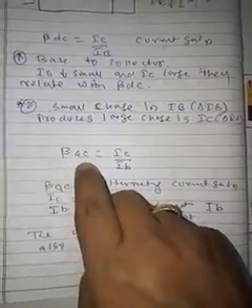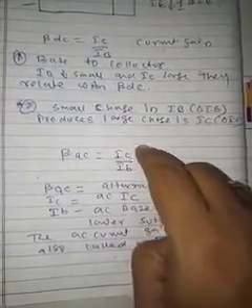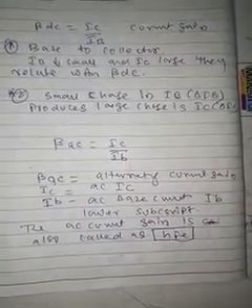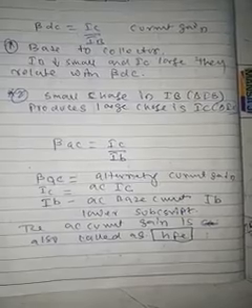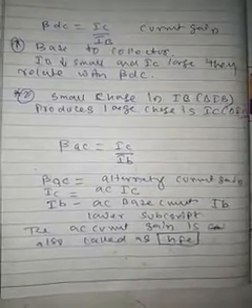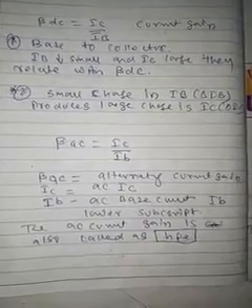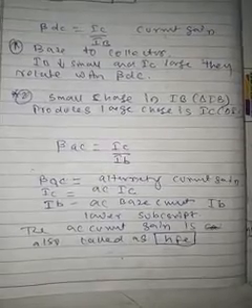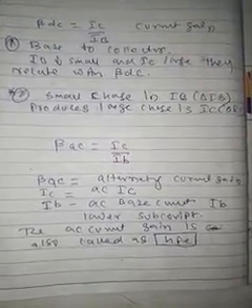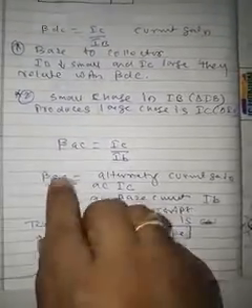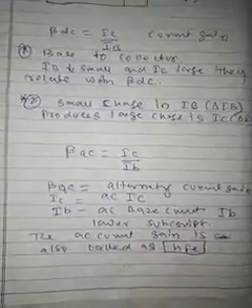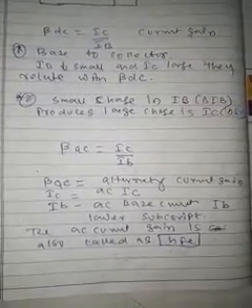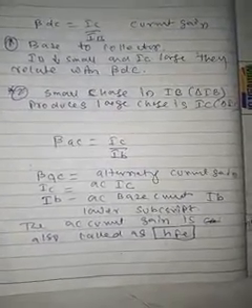So beta AC is equal to ic divided by ib. Beta AC is nothing but the alternating current gain, and ic is the AC collector current and ib is the AC base current. Both you have to write in lower subscript. So please remember, this is called the current gain for AC. Simply what we are doing, the change in IB makes a very large change in the collector current. So that is nothing but the current amplification.